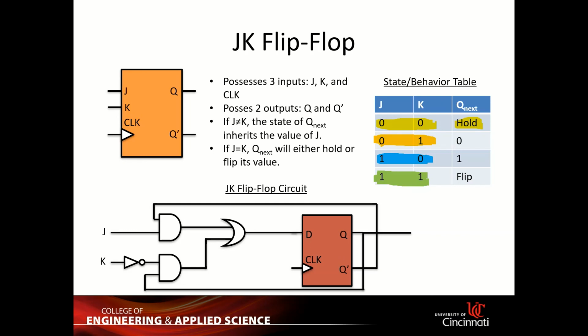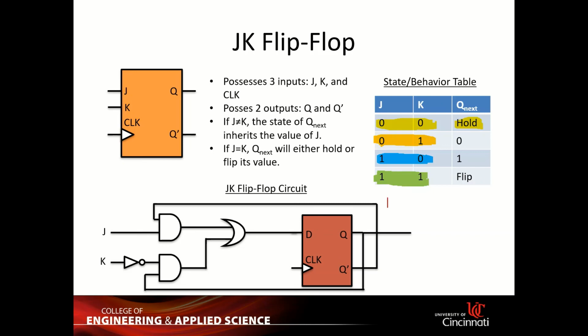So how can you construct a JK flip-flop circuit? Basically, it's a D flip-flop, and you put a combinational circuit of an OR gate and two AND gates in front of it. Because of this circuit right here, what is the Boolean algebra expression of D?